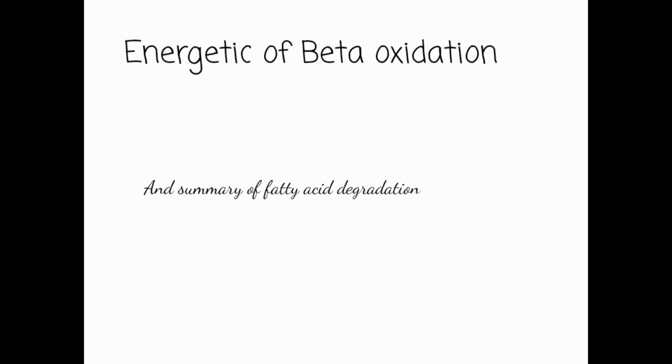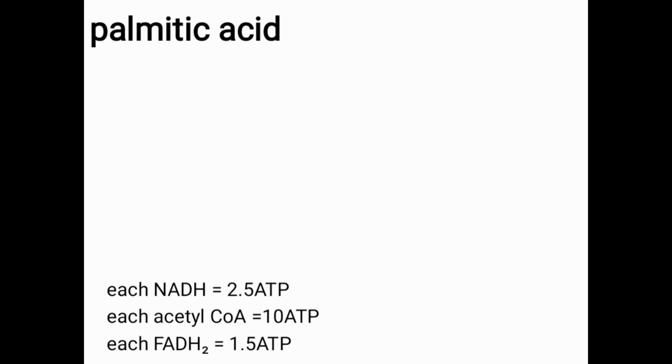So we're going to be using palmitic acid as the example here. We assume that the fatty acid we broke down is palmitic acid. So we are going to find out how many ATP this palmitic acid can actually generate for the cells to use.